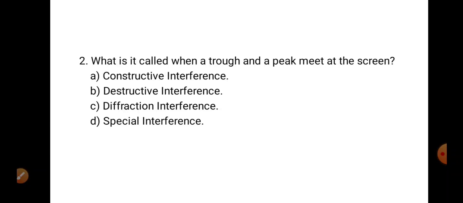Second one: what is it called when a trough and a peak meet at the screen? First option, constructive interference; destructive interference; diffraction interference; and special interference. So it is nothing but diffraction interference. It is for the case of double slit diffraction pattern.